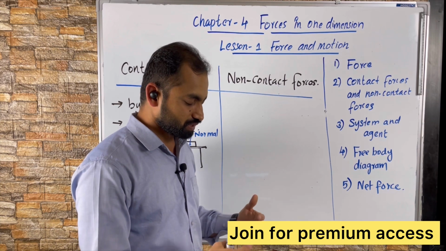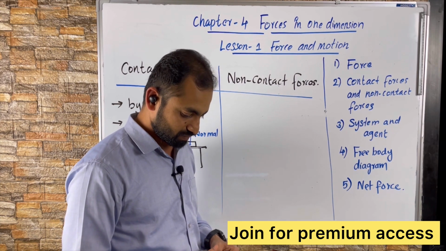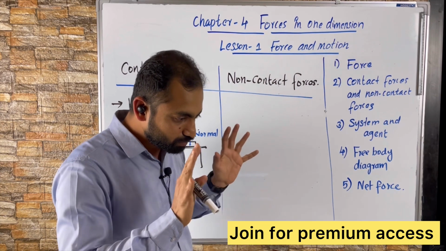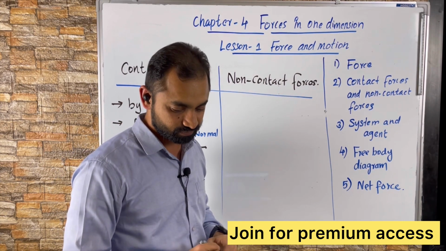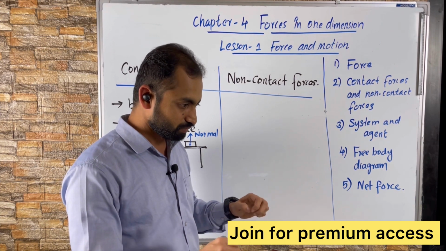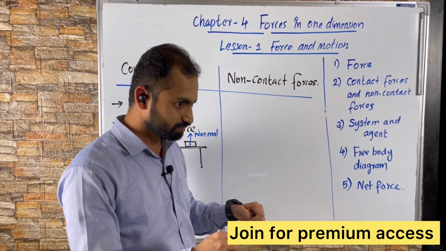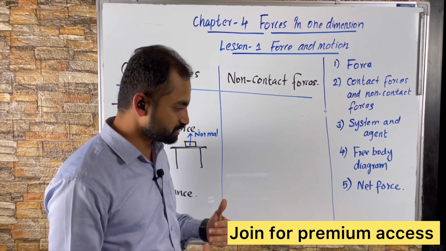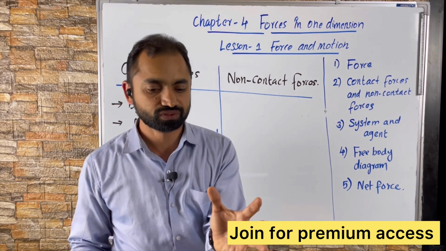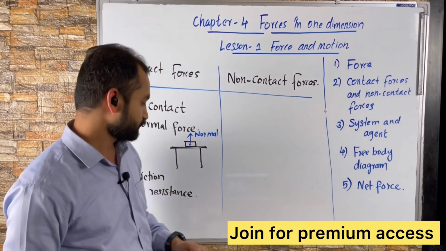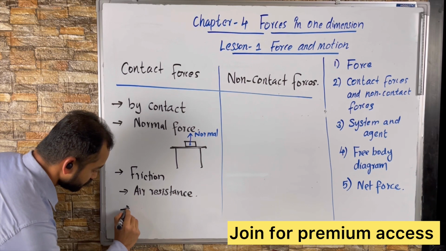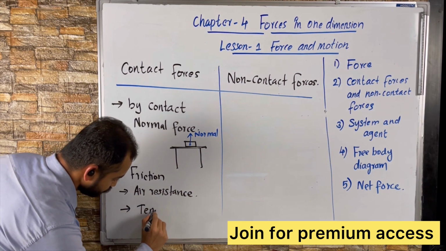For example, if you are riding the bicycle, then air will also be pushing you backward, right? Air will be pushing you backward. Did you feel that when you ride the bicycle? Okay, that is air resistance. That is acting when air is in contact with you or in contact with the bicycle.